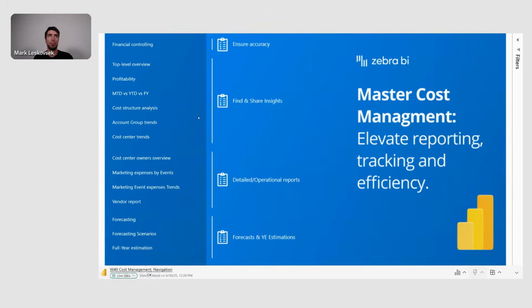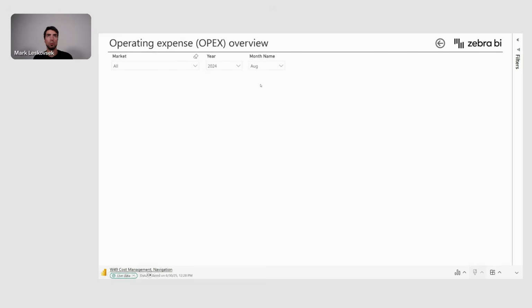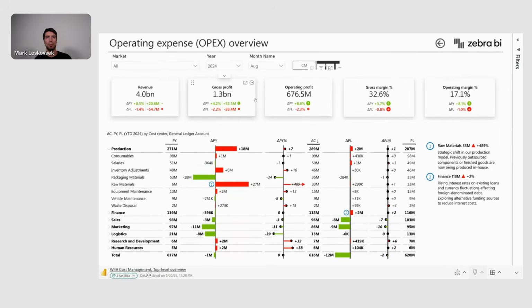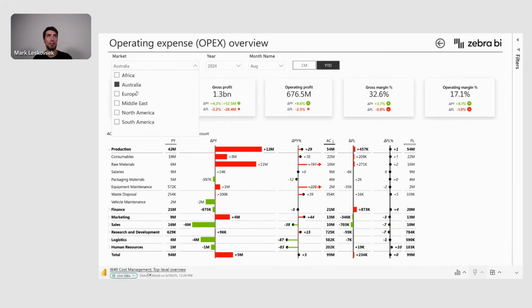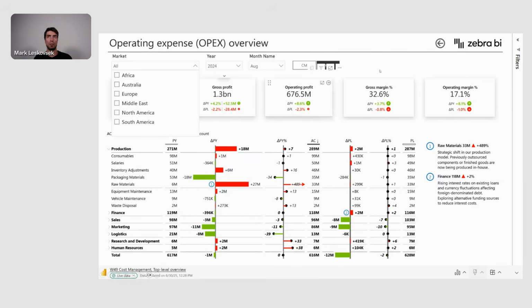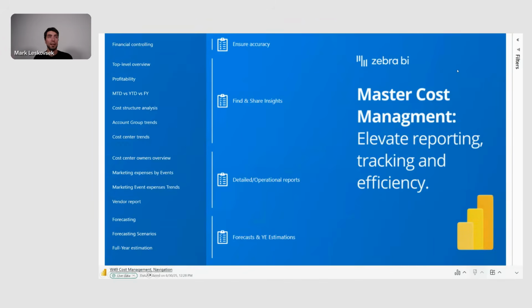Then again, we can combine this with top-level overviews, where of course you want to have more consolidated data, again at different levels, depending on the seniority and the oversight for different markets. So we can swap between different regions, and of course get different information on top, right? When those are selected. And again, for cost center owners, there are of course different views and so on and so on.